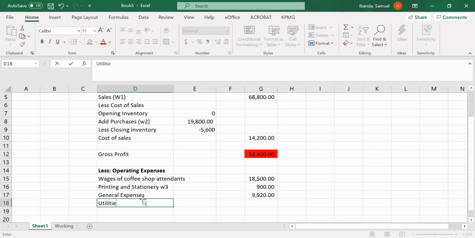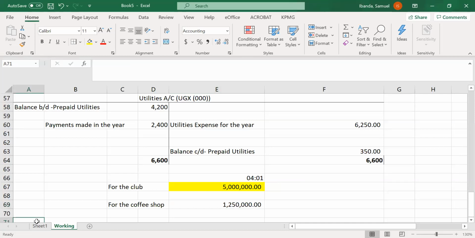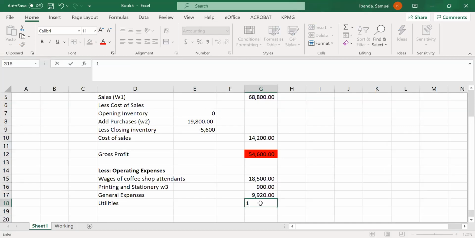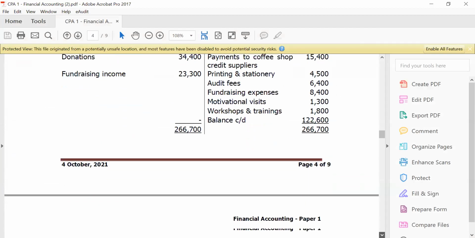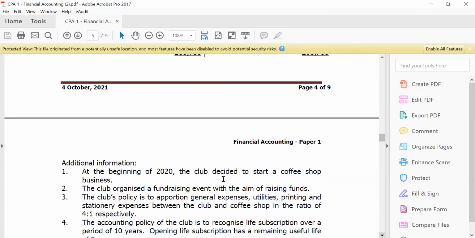utilities. I'll record how much? I record 1,250. So I'll come and record 1,250. So I'll go back and see what other expenses have I not captured that relates to the coffee shop. So from here, remember we are distributing general expenses, utilities, and printing. So this one I've been able to record.